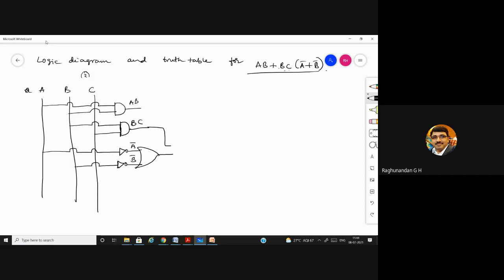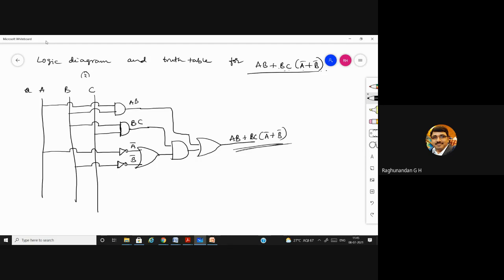So now BC into A bar plus B bar, these two are combined and given to an AND gate. After that, we are having an OR gate: AB plus BC into A bar plus B bar. Okay, this is how you are going to write the logic diagram.